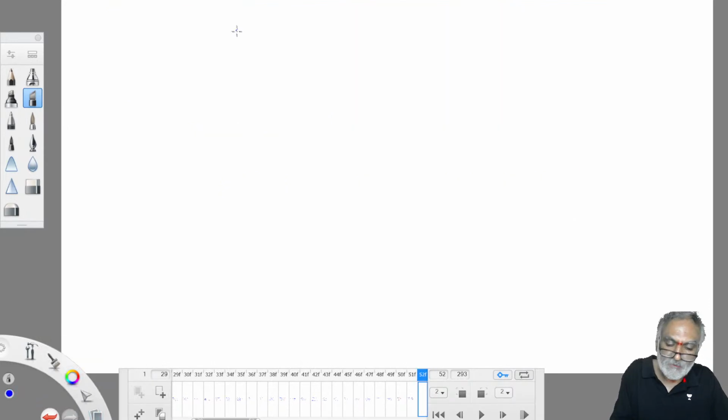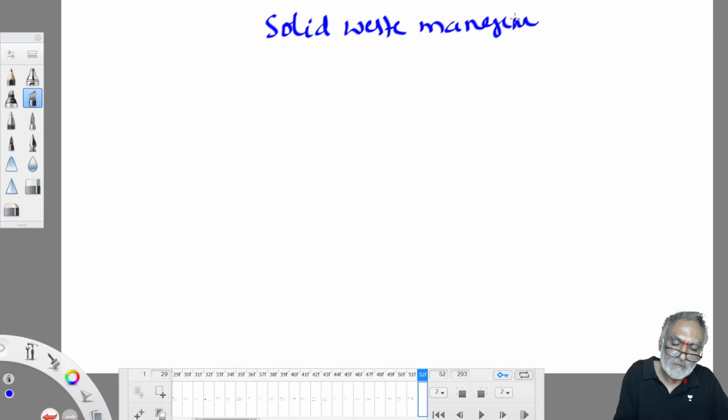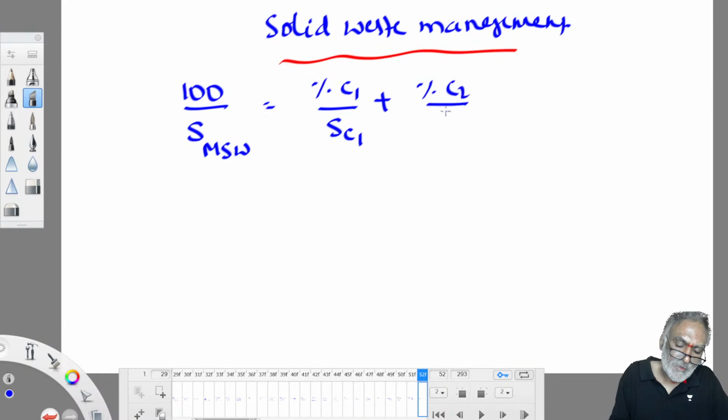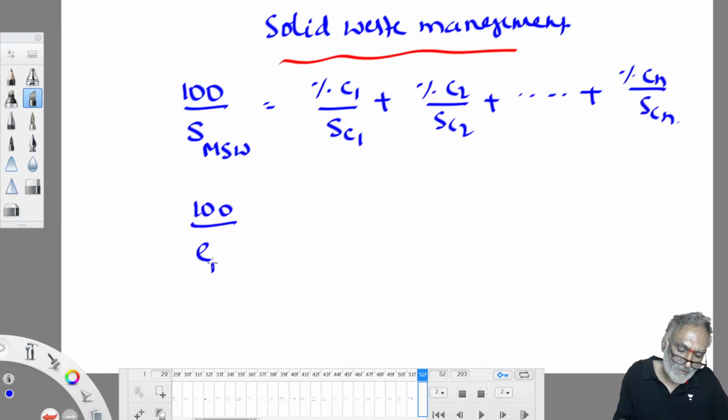Then coming to solid waste management. Solid waste management, more of general type questions they are asking. Graduate aptitude questions. One is 100 by specific gravity of municipal solid waste they are asking, the percentage of component ones. Municipal solid waste is a heterogeneous mixture of so many things. So many components are present in solid waste. So if you take their specific gravities and using this expression you can find out. Sometimes they will ask you density of municipal solid waste.